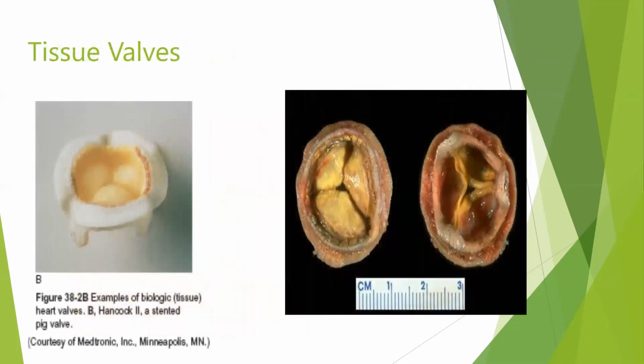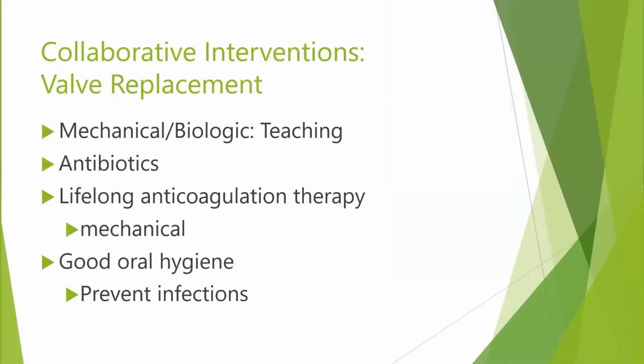Here's some tissue valves. They are preferred for women during childbearing ages, and clients over 70 with peptic ulcer disease or GI bleeds that can't tolerate long-term anticoagulant therapy. Collaborative interventions with these folks. So we'd have a cardiologist, interventionalist.